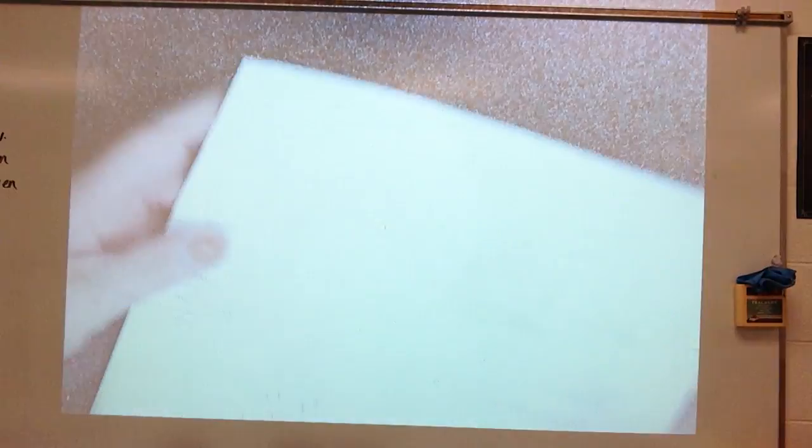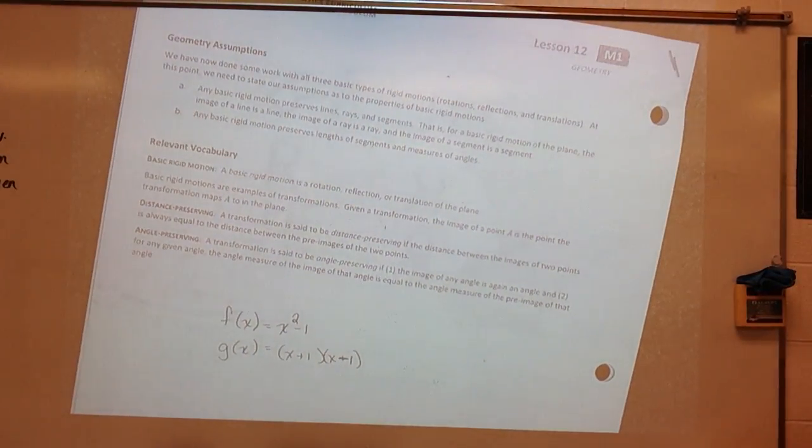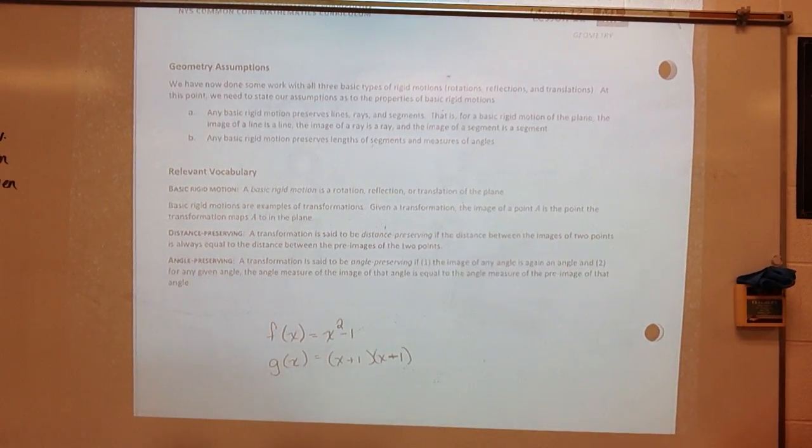All right, so geometry assumptions. We have now done some work with all three types of rigid motions: rotations, reflections, and translations. At this point, we need to state our assumptions as to the properties of basic rigid motions. Any basic rigid motion preserves lines, rays, and segments. In other words, they don't change. If it's a line to start with, it's going to be a line when it ends. If it's a ray when it starts, it's going to be a ray when it stops. That is, for a basic rigid motion of a plane, the image of a line is a line, the image of a ray is a ray, the image of a segment is a segment.